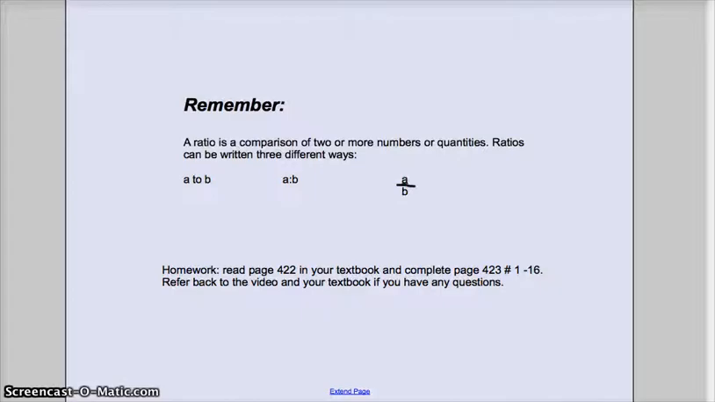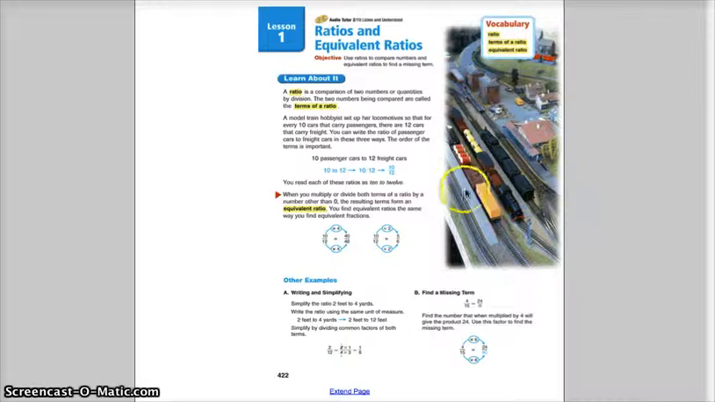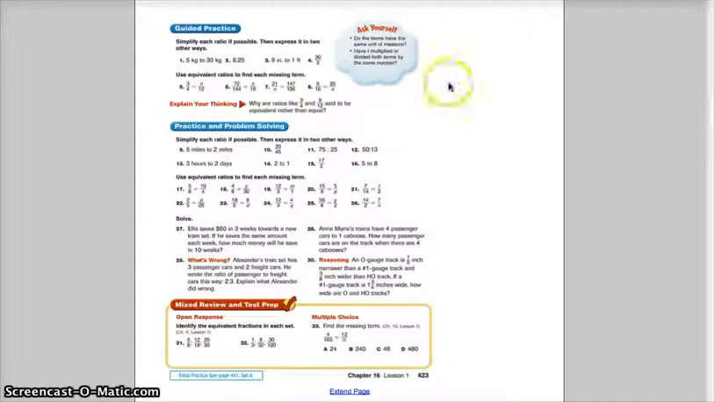Okay, so remember, a ratio is a comparison of 2 or more numbers or quantities, and they can be written in 3 different ways. Your homework tonight is going to be to read page 422 in your textbook and complete page 423, 1 through 16. If you have questions, refer back to these examples in the video, or you can reread page 422 for more information. Okay, good luck.